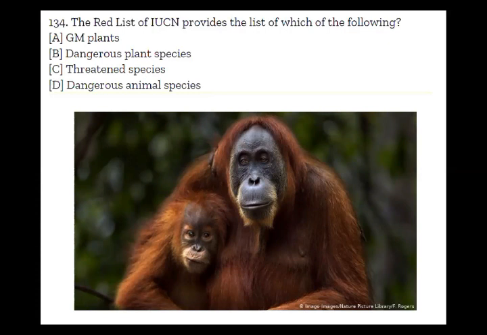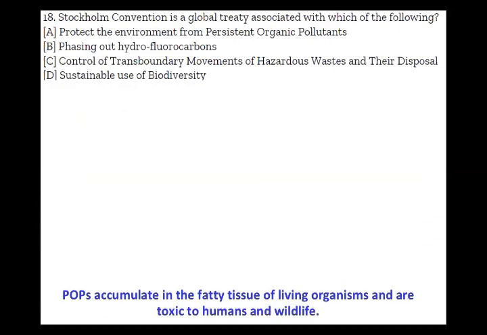This is one of the Malayan orangutan species, critically endangered in recent days, and listed at the top in the IUCN Red List. The Stockholm Convention is a global treaty associated with which of the following? A. Protect the environment from persistent organic pollutants, POPs, phasing out hydrofluorocarbons, control of transboundary movements of hazardous waste and their disposal, sustainable use of biodiversity. Probably I have given the answer down, which is POPs.